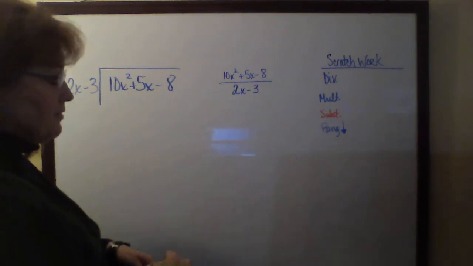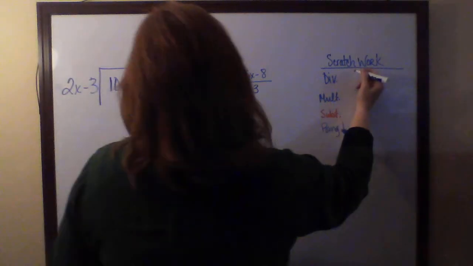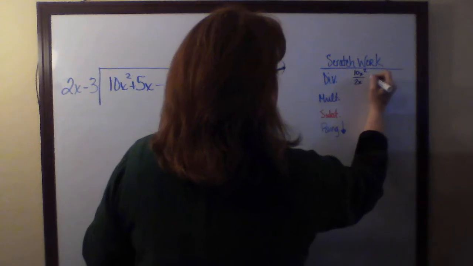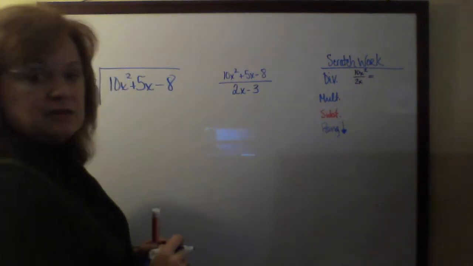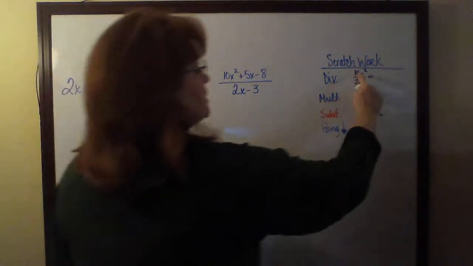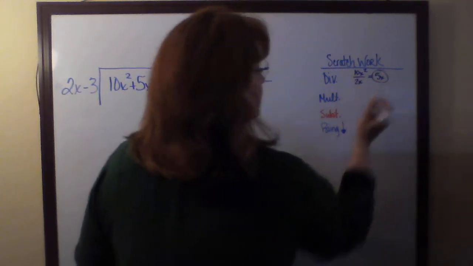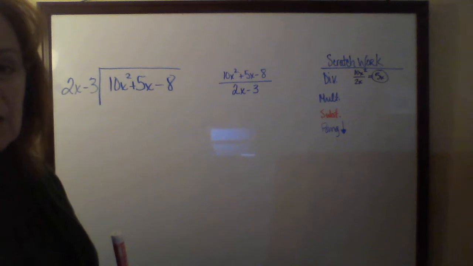The way we go about that is we're going to take the inside 10x squared and divide by 2x. This will help us get the top term, okay? So 10x squared divided by 2x is 5x, okay? I circled it because it's going to go up top.